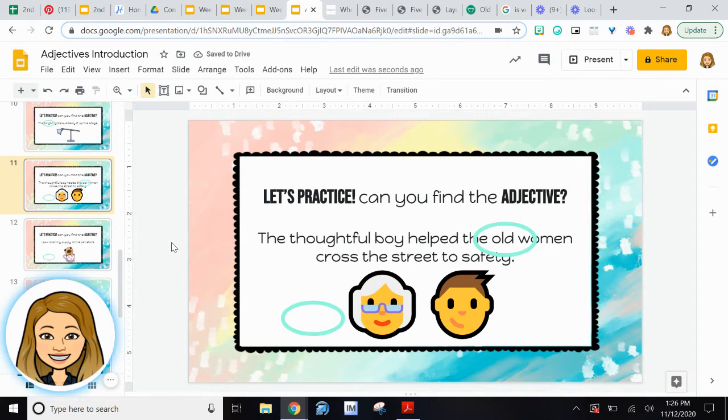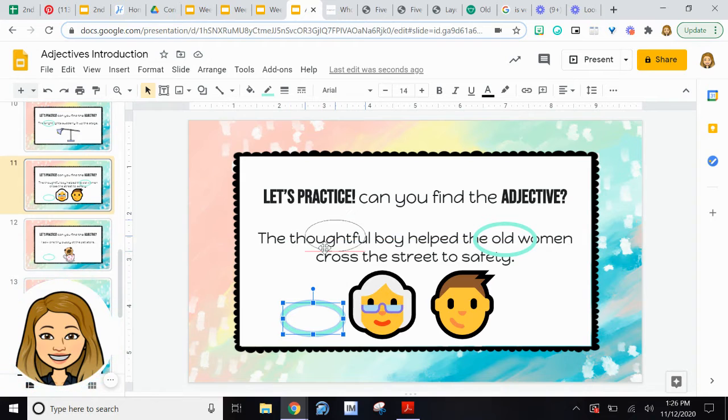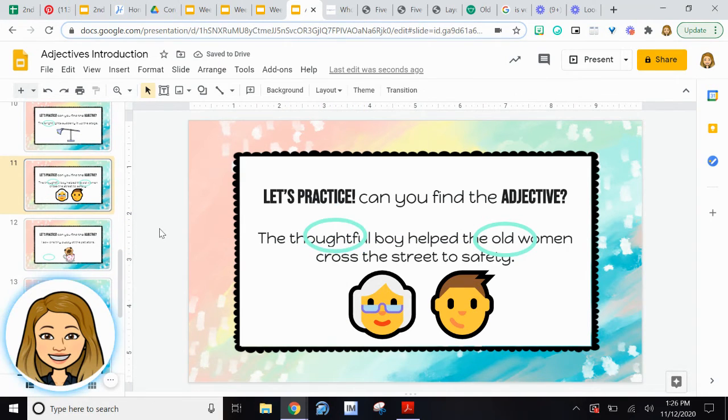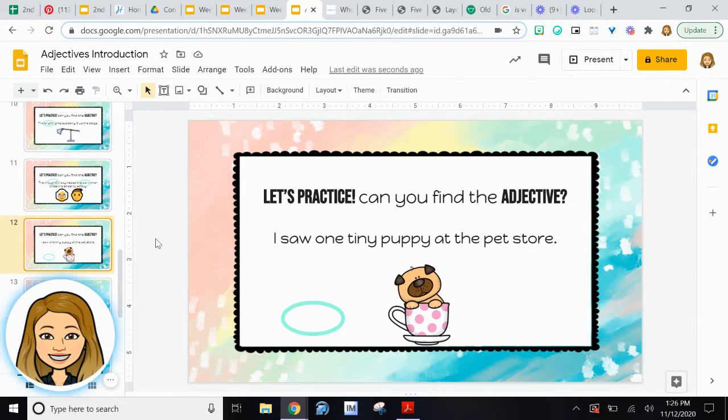And the other noun I saw was boy. And I see the word thoughtful before boy. So thoughtful is describing the personality of the boy. He's helpful. Let's try another one.